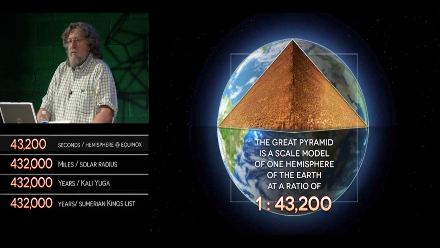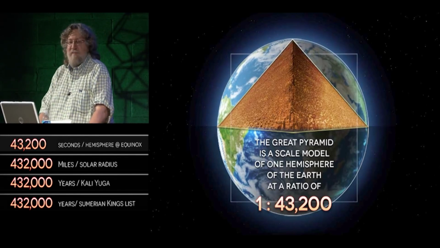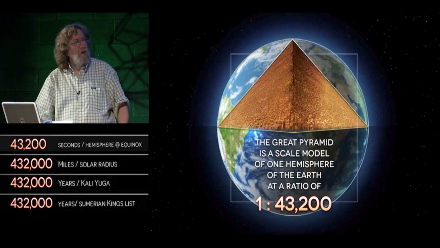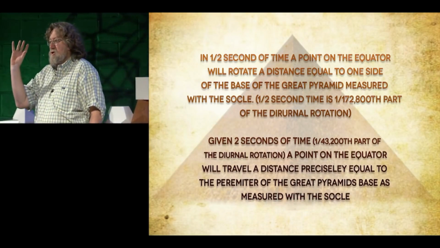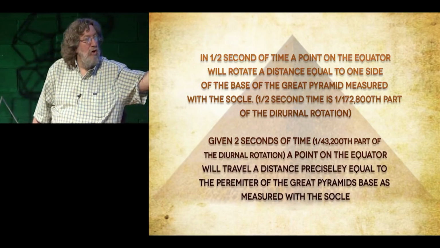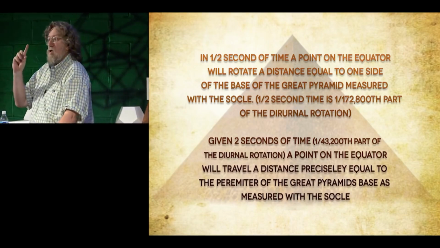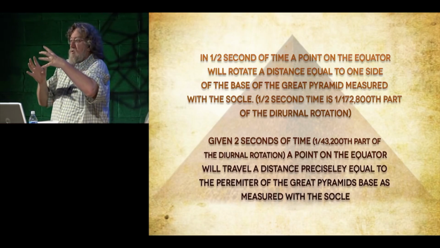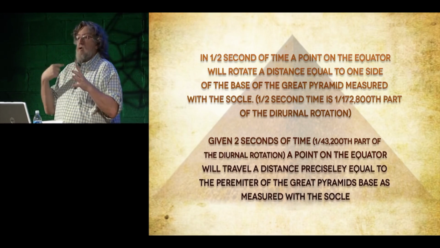And so here we have the pyramid now enlarged by 43,200 times. Another way to think of it is, if we go back to this diagram right here, you'll see that as the Earth turns, every half second, it's going to turn this far. So every 2 seconds, if you're standing on the equator, the Earth has turned 1/43,200th part of its total orbit.